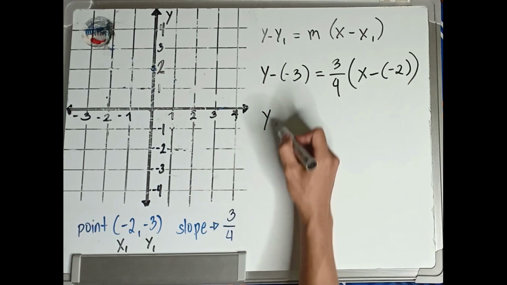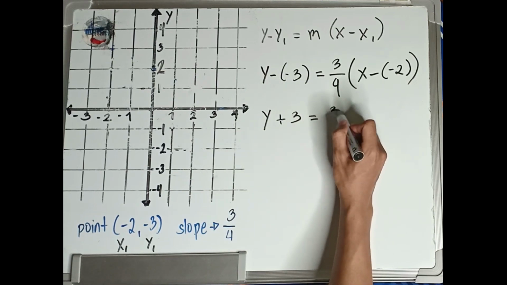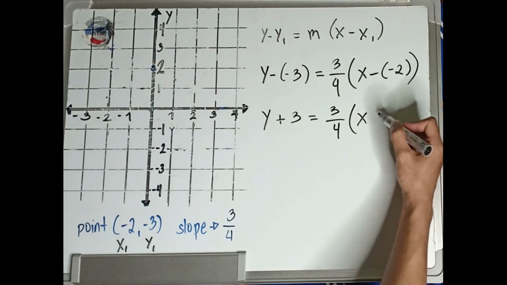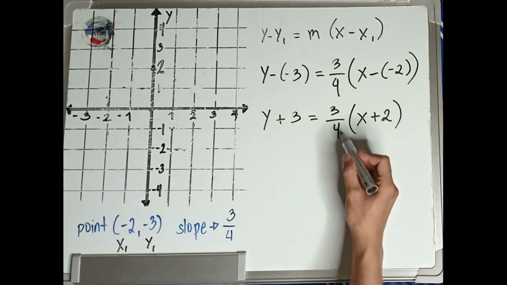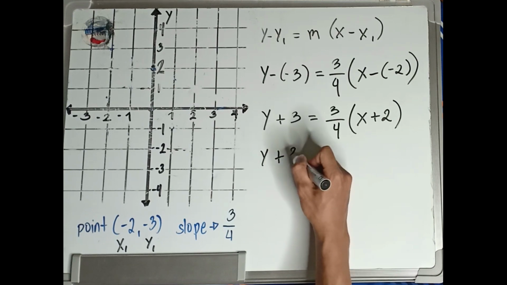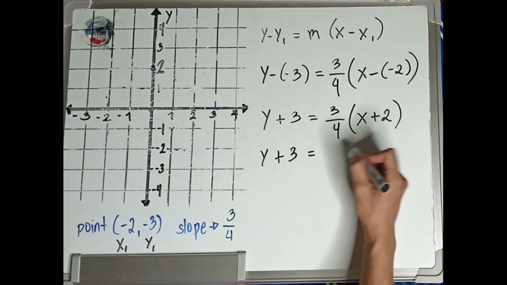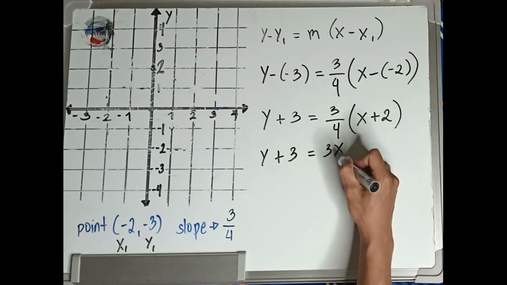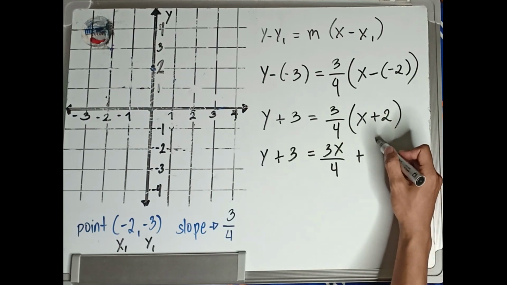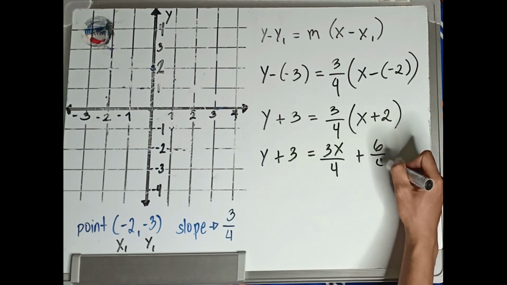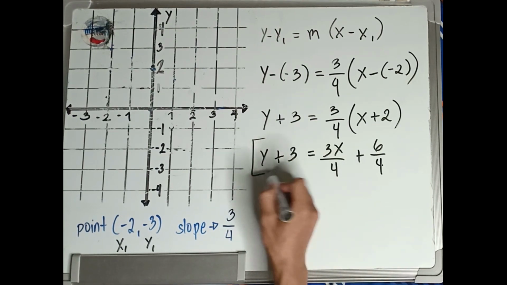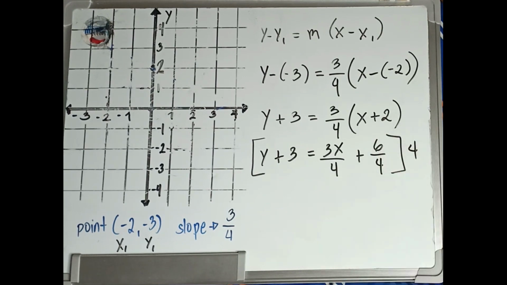Y, negative times negative 3 is positive 3. Copy 3 over 4. Then x, negative times negative 2 is positive 2. Let us distribute 3 over 4 to x and plus 2. So we have to copy first y plus 3 is equal now to 3 over 4 times x will be 3x over 4 plus 3 over 4 times 2 will be 6 over 4. Now, we have to remove this denominator by multiplying all sides by 4.